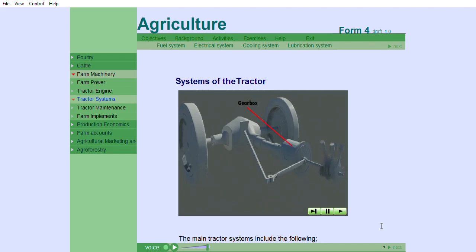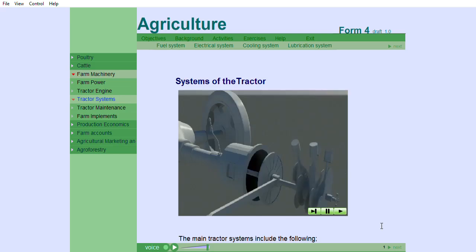Gearbox. It is used to provide and select different forward and reverse speeds to suit the operation being undertaken. It allows the driver to stop the tractor without suddenly stopping the engine or continuously engaging the clutch pedal.